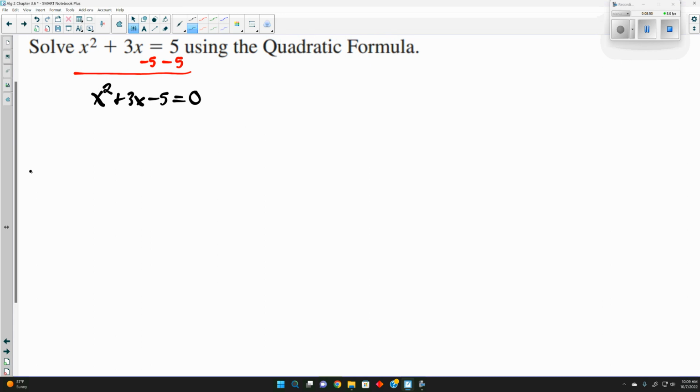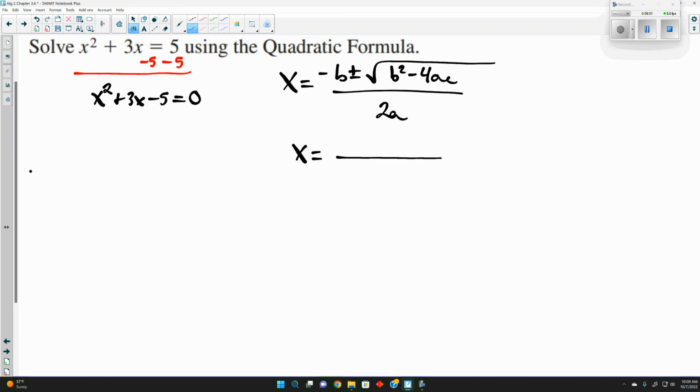So the quadratic equation, x is equal to negative b plus or minus the square root of b squared minus 4ac all over 2a. Okay? Because that's the general form, yes? In our case here, in this problem, what's the value of b? 3. Because our general form is ax squared plus bx plus c. So the value of b is 3.